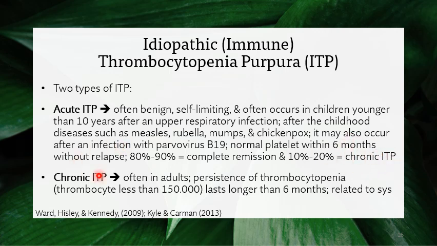So the chronic ITP often happens in adults with persistent thrombocytopenia, where the thrombocyte level is less than 150,000, and it lasts longer than 6 months and is related to a systemic problem such as SLE, systemic lupus erythematosus, a lupus disease.